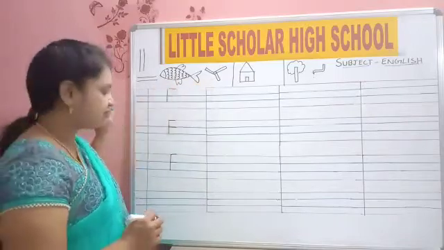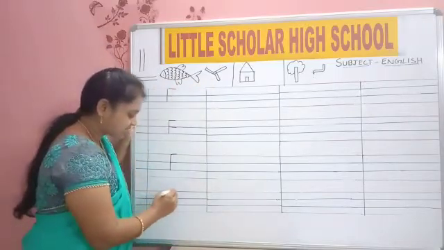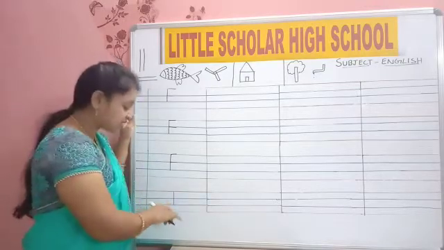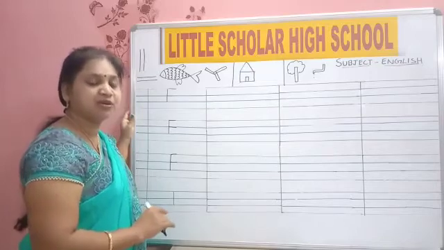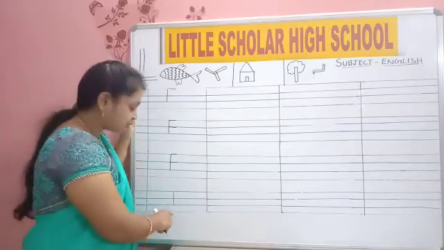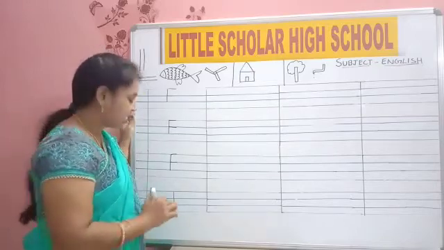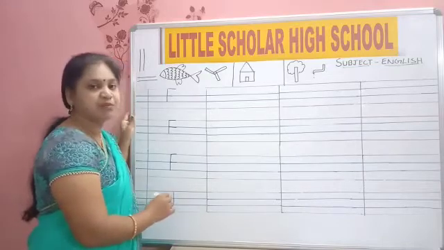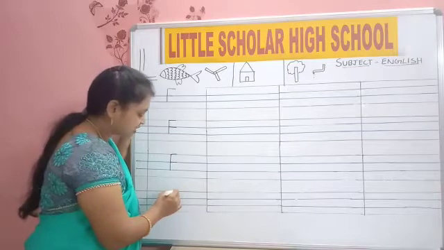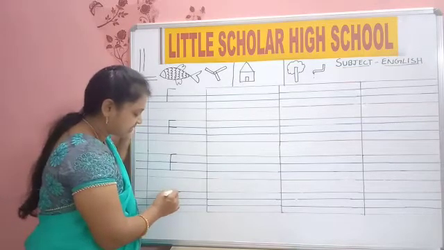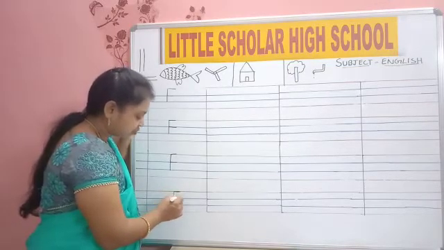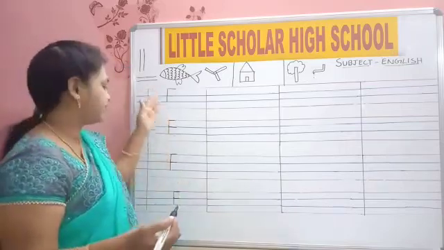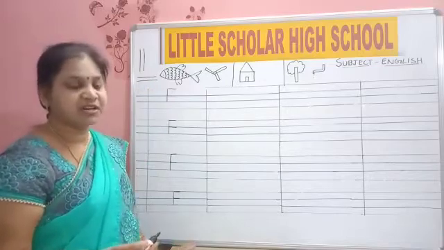How to write F? Once again, see the board. One standing line up to down. Up to down means till where? Till the blue line only, the second blue line. Don't go down to the red line. From the red line to the second blue line. Then 2 sleeping lines. One on the red line, one on the blue line. This is capital F. Say F for fish, F for fan. Got it, children?